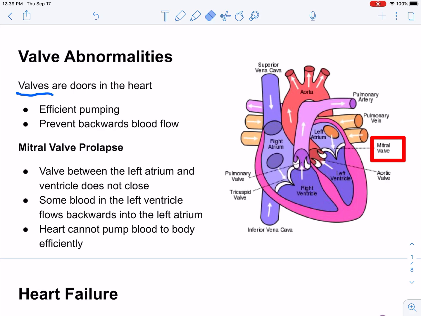The purpose of valves is to ensure efficient blood flow, right? Good pumping allows pressure to build up inside the ventricles here, and it prevents blood from flowing backwards.